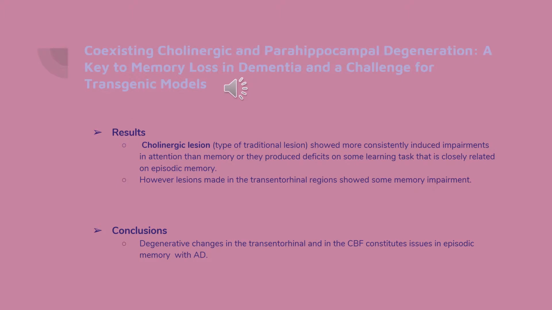Continuing with the first peer review article, the results from the study conveyed that the cholinergic lesion, which is a type of traditional lesion, showed more consistently induced impairments in attention than memory, or it showed that there were some deficits on some learning tasks that were closely related to episodic memory. However, lesions made in the transcentral regions showed some memory impairment.